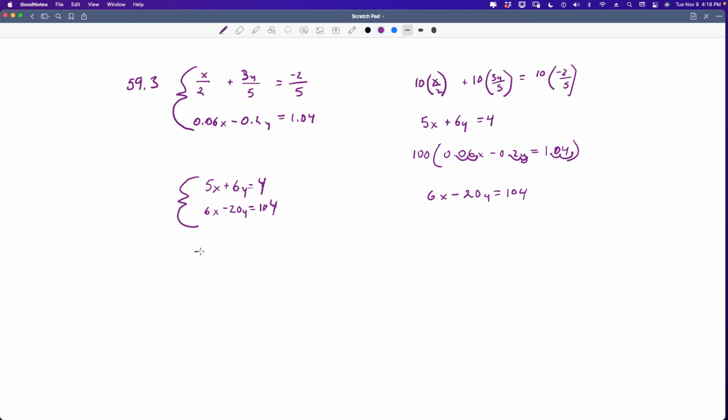So that would be -30x. 6 times 6 is a positive, oh wait, we're doing -6. So it'd be a -36y. And -6 times 4 is -24. All right, now we're going to use 5 down here. That's going to be 30x minus 100y equals 520.